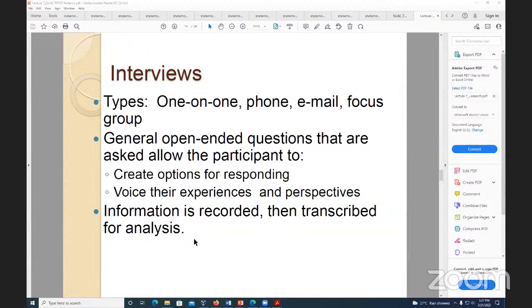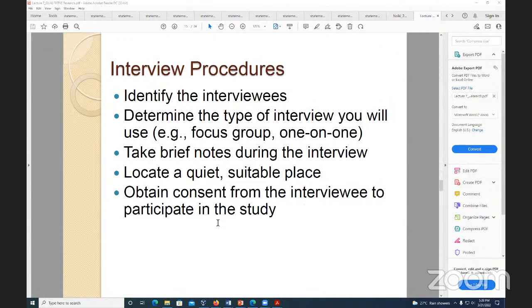In interviews, there can be one-on-one or group, which could be by phone, email, or obviously face-to-face. I'm not sure why face-to-face is not there. So interviews can be structured, semi-structured, or unstructured. They're all generally open-ended, even the structured ones. And the idea is to create options for responding from people. And then you record it, whether only handwritten notes or preferably with some kind of technology so that you can transcribe it for analysis.